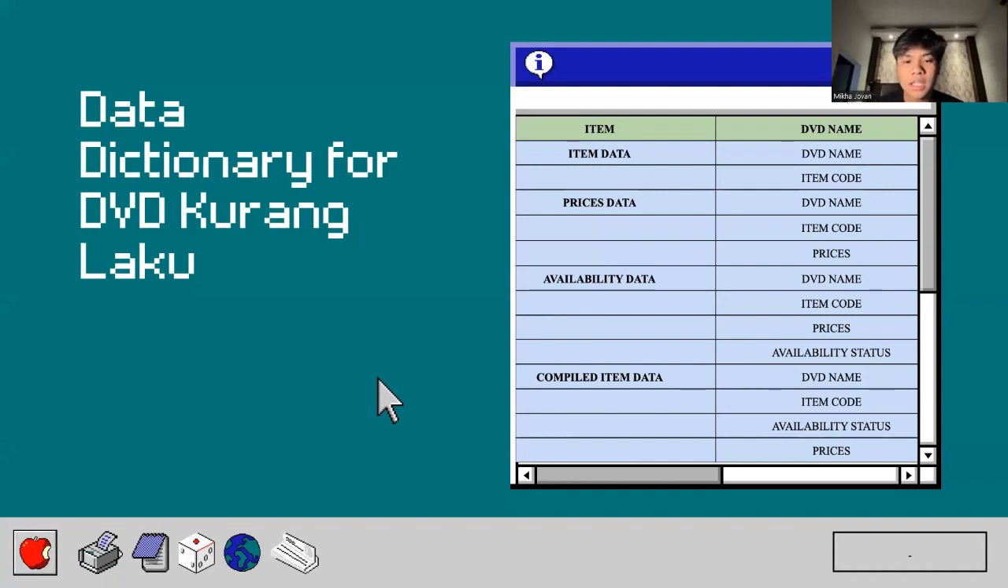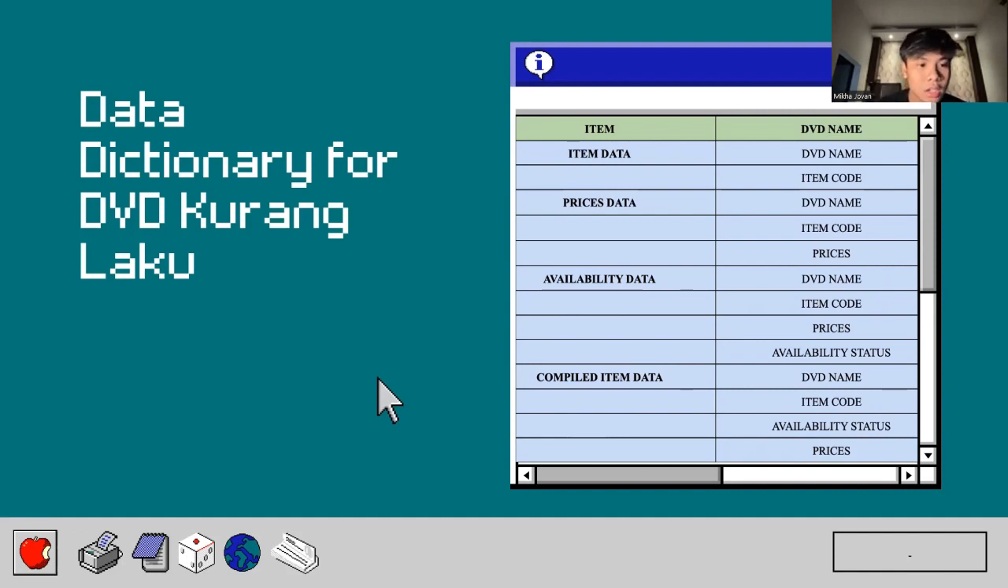Okay, so this is the data dictionary for DVD kurang laku. It consists of two rows, items and DVD name. In the item column, there are item data, prices data, availability data, and also compiled item data. Basically, the description of each: the DVD name is the title of the DVD, and it consists of alphanumeric text. The item code is a unique code associated with each DVD item. It can be alphanumeric or numeric. And for the prices data, as the name says, it consists of numeric values such as currency or the pricing information for each DVD item.